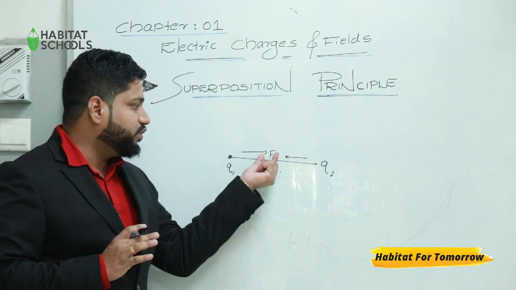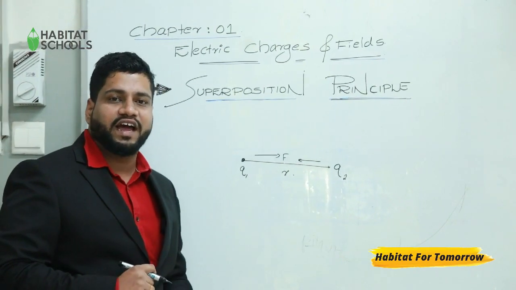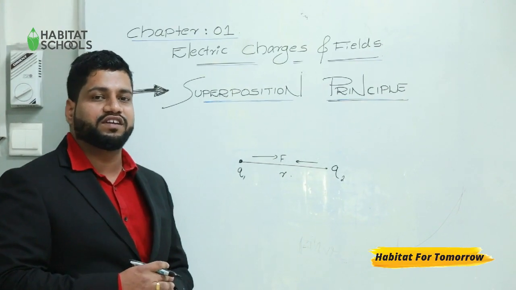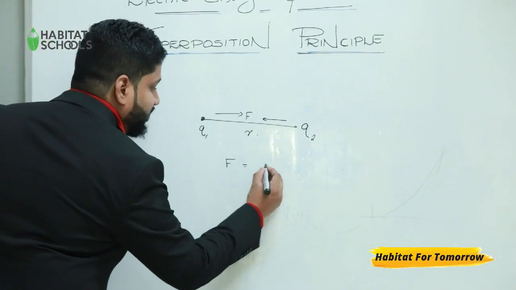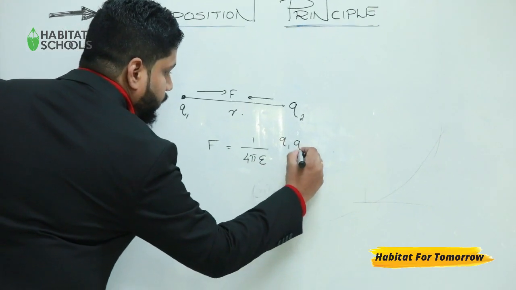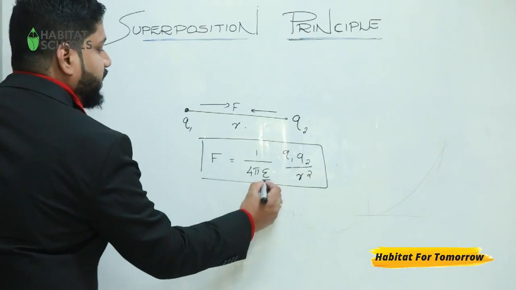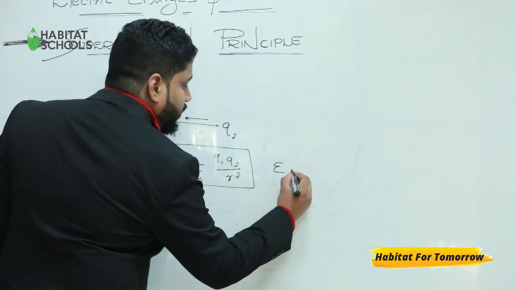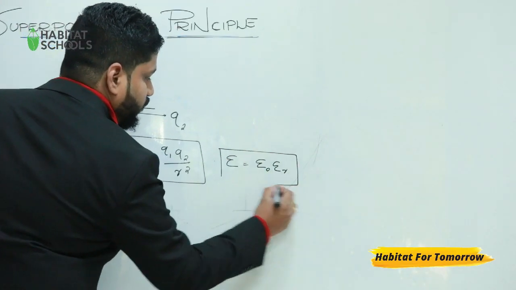Then this electrostatic force between these two charges is always directly proportional to the product of the charges, and this electrostatic force is always inversely proportional to the square of the distance between them. Finally, we get one mathematical expression: F is equal to 1 by 4 pi epsilon, q1 q2 divided by r square. And here this epsilon is the permittivity in a medium, and epsilon is equal to epsilon 0 into epsilon r. We already learned this topic.